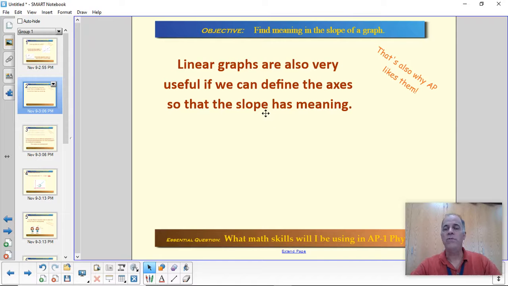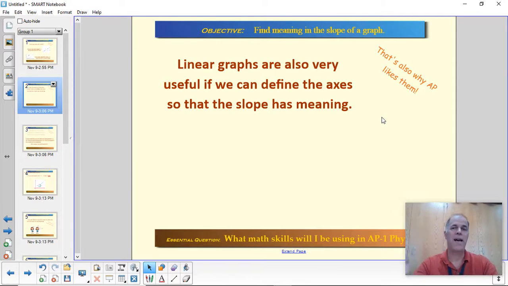Linear graphs are also very useful if we can define the axes so the slope has meaning. And this is the other reason that AP likes linear graphs. Now, we haven't gone here yet. We mostly just talked about linear graphs with the jumpers and trying to change a curved data set to manipulate it to make it straight.